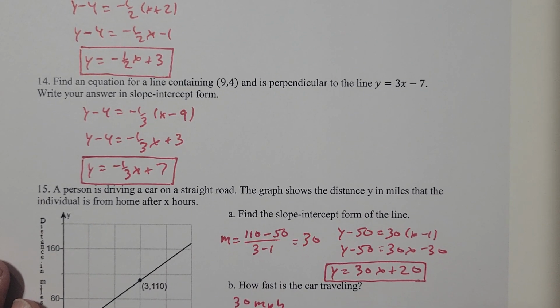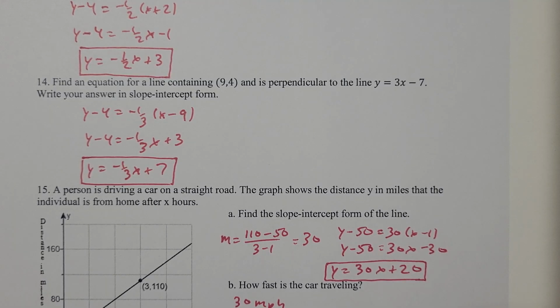Problem 14 is a similar problem. It says to find an equation for a line containing the point (9, 4) and is perpendicular to the line y = 3x - 7. Write your answer in slope-intercept form. So in this problem, I've got a point that's on the line I've got to find, and it's got to be perpendicular to the line I'm given.